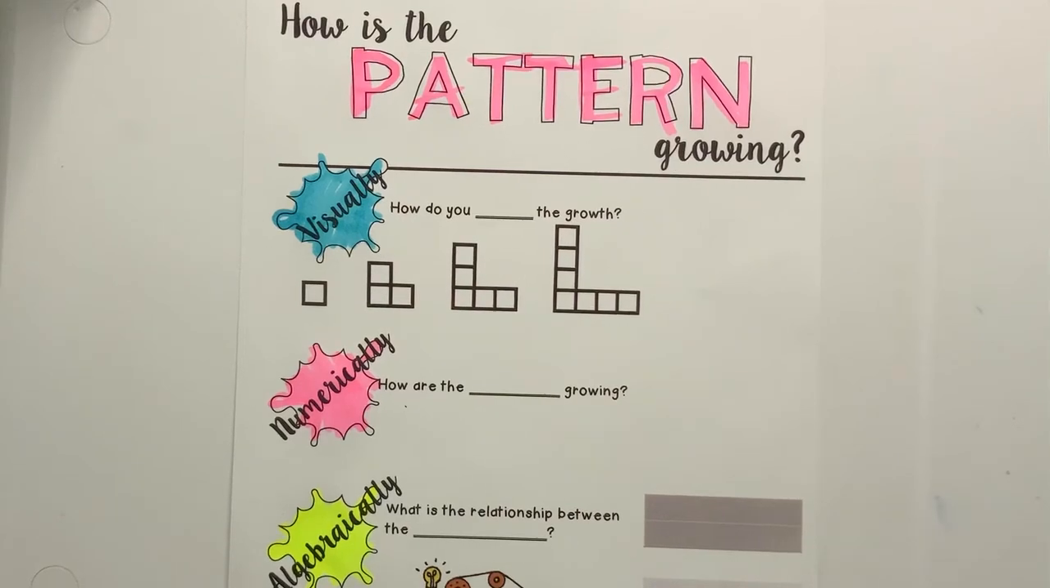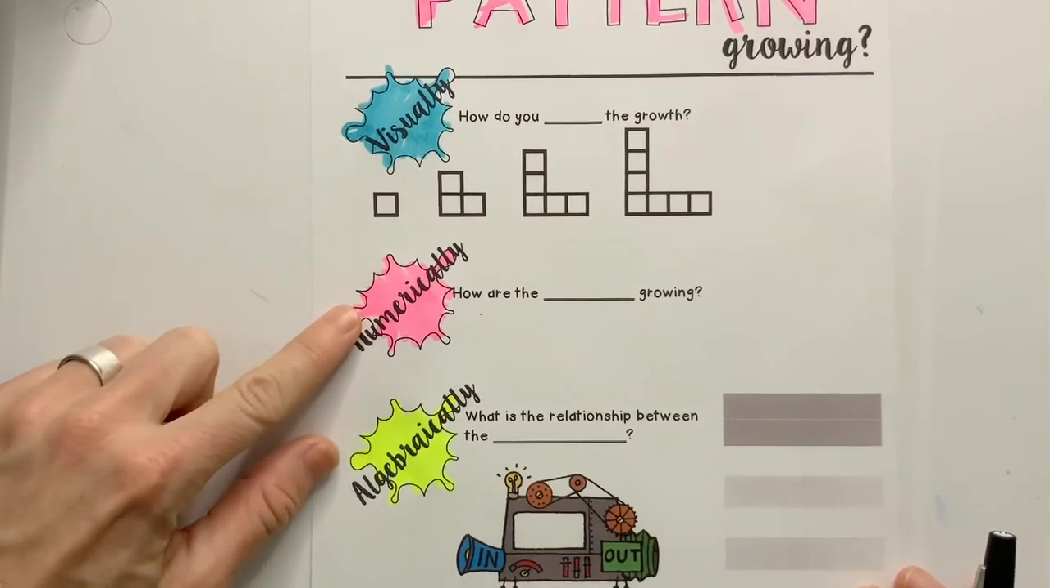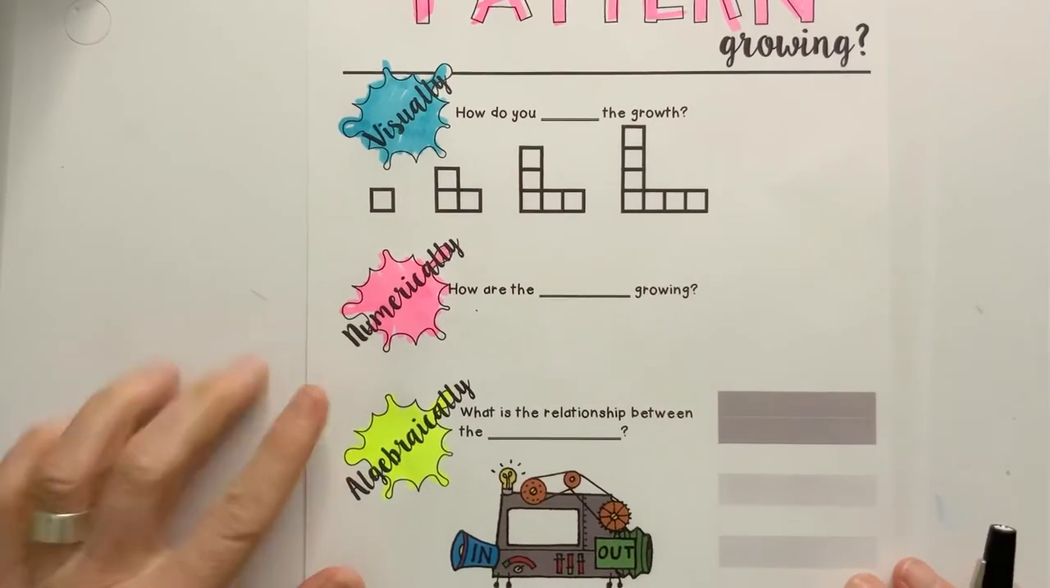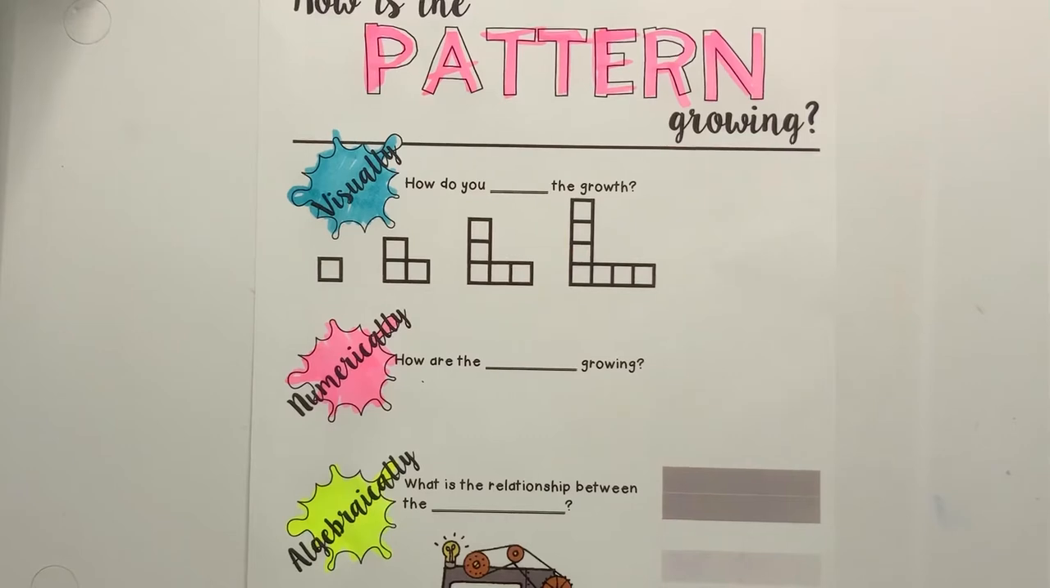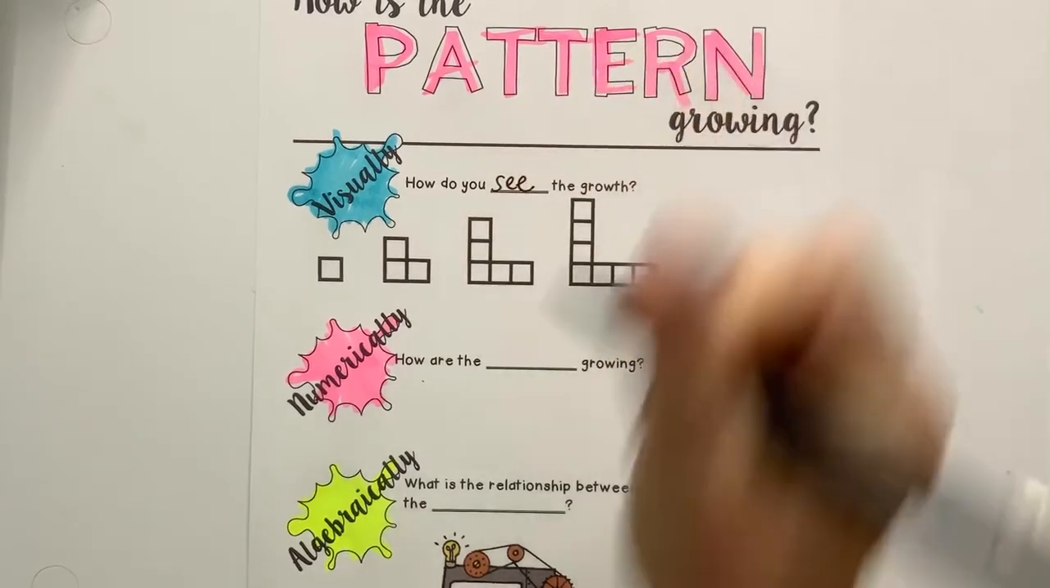In this video, we are going to continue our work with patterns, only this time we are going to be looking at visual patterns, and we are going to be analyzing their growth in three different ways: visually, numerically, and algebraically. All right, so the first thing that you do when you are presented with a pattern is you first want to analyze how you see the growth.